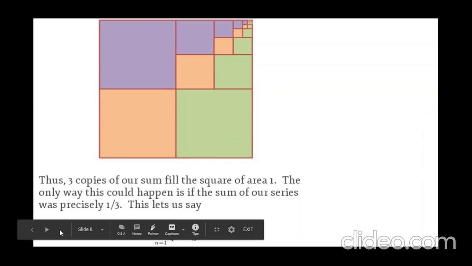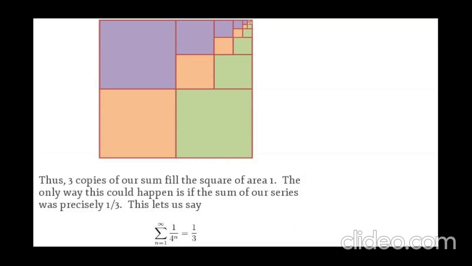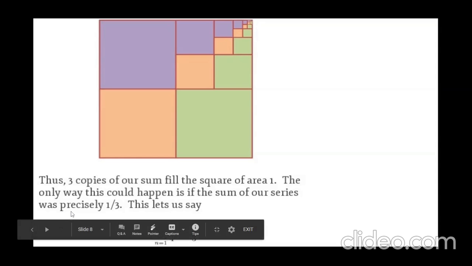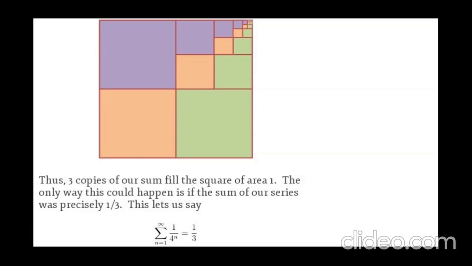What is happening? We are dividing this complete square into three parts. The one is the purple one, the second is the orange one, and the third is the green one. So the square is divided into three portions. And this is how I can say that the sum from n equal to 1 to infinity of 1 by 4 to the power n is equal to 1 by 3.